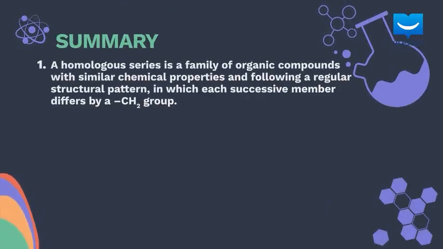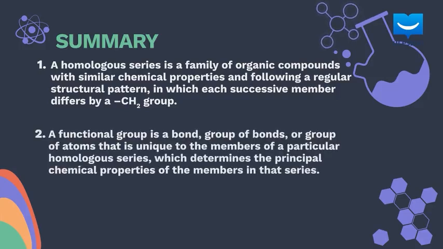A homologous series is a family of organic compounds with similar chemical properties and following a regular structural pattern, in which each successive member differs by a CH2 group. A functional group is a bond, group of bonds, or group of atoms that is unique to the members of a particular homologous series, which determines the principal chemical properties of the members in that series.